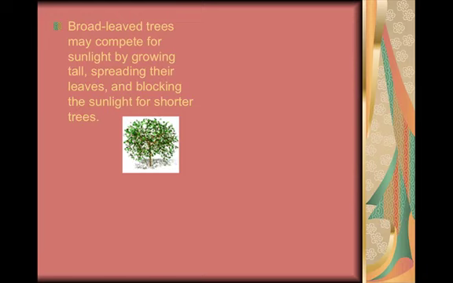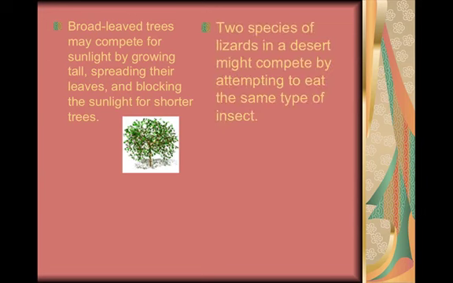Broad-leafed trees may compete for sunlight by growing tall, spreading their leaves, and blocking the sunlight for shorter trees, which means at the base, down here at the bottom, you're going to find very little vegetation. Think about a forest. You find very little vegetation growing because the canopy takes up so much space. Another example, two species of lizards in a desert might compete by attempting to eat the same type of insect. So once again, they're competing for food in this particular incident.